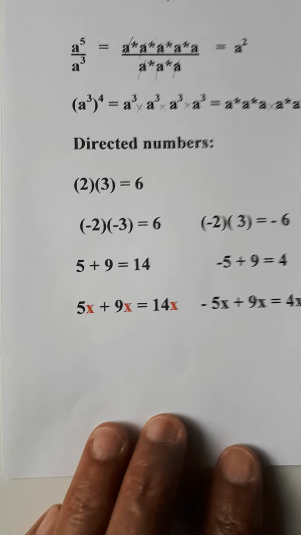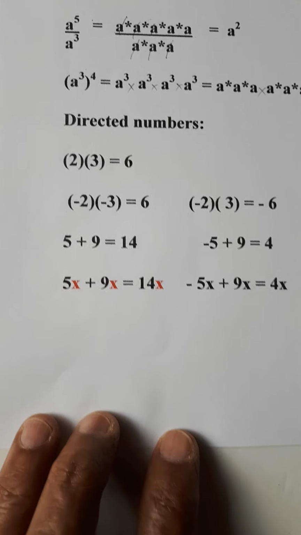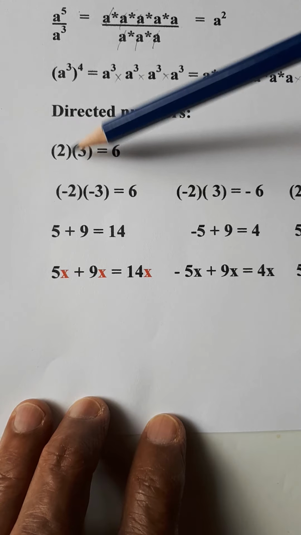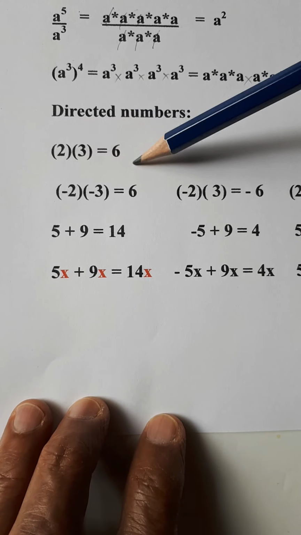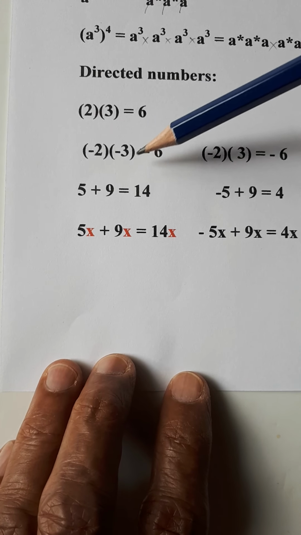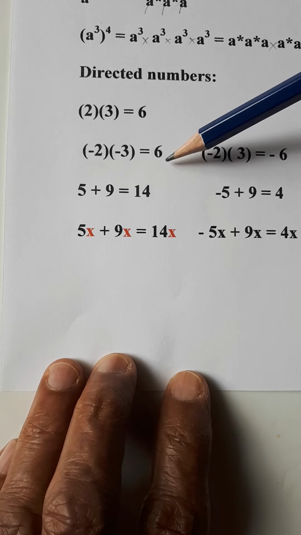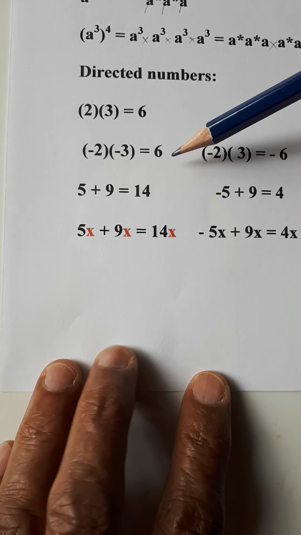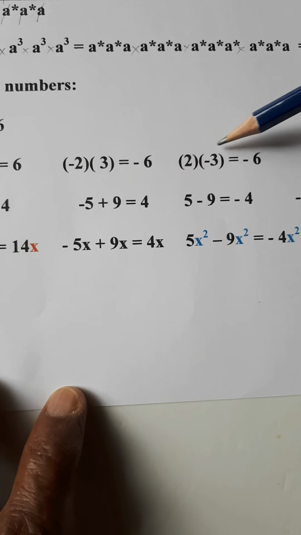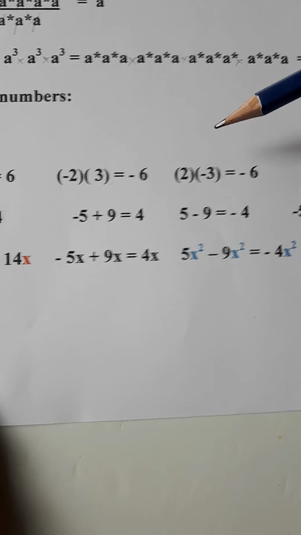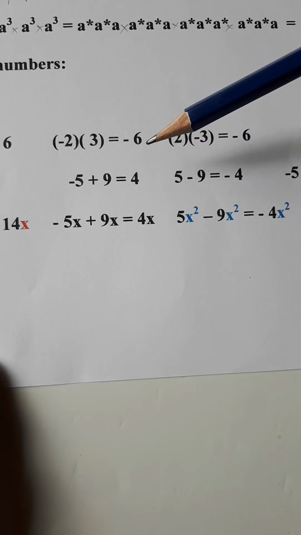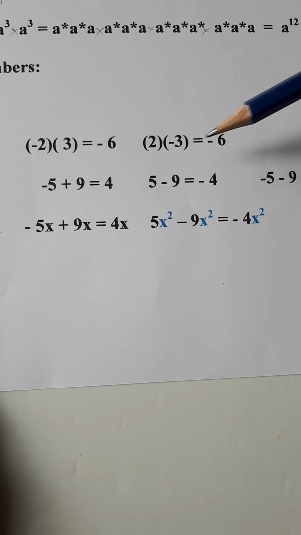This is another important thing, directed numbers. We know that when you multiply 2 by 3, these brackets represent multiplication, the answer is 6. But if you multiply minus 2 with minus 3, again the answer is plus 6. So that's also something to remember. But if one of the numbers is negative, the answer is going to be negative. Minus 2 times plus 3, minus 6. 2 times minus 3 also minus 6.